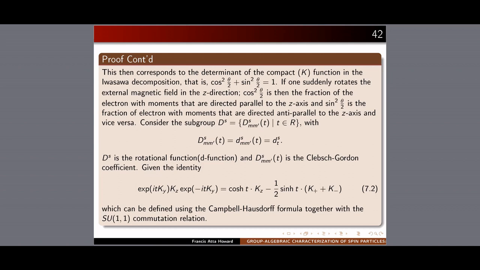Now, I consider the Clebsch-Gordan coefficients of this form, rotational forms, and I use the Campbell-Hausdorff equation or Campbell-Hausdorff formula to do the commutator relations, look at the exponential of i t k_y, k_z, of exponential of negative i t k_y. And this gave me the cosh of t with that. This has been done rigorously.